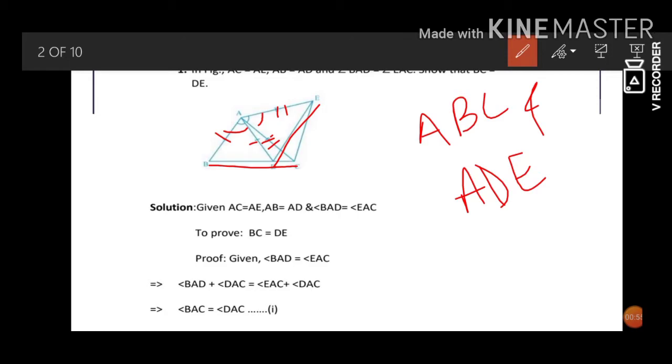To start with the congruency, first we consider angle BAD and EAC. They are equal. To these equal parts, if we add angle DAC, together we will get angle BAC and EAC. Here there is a misprint, it will be EAC. We know that when we add an equal portion to equal things, the resultant is also equal.